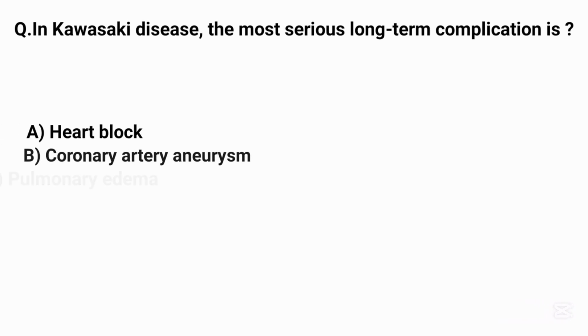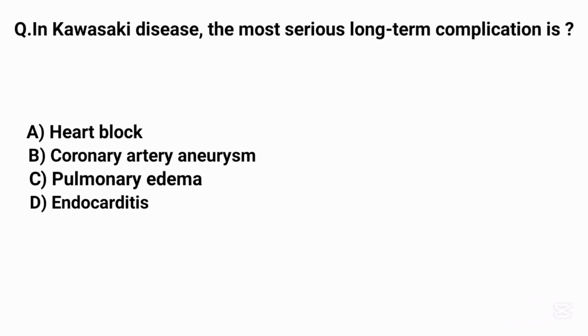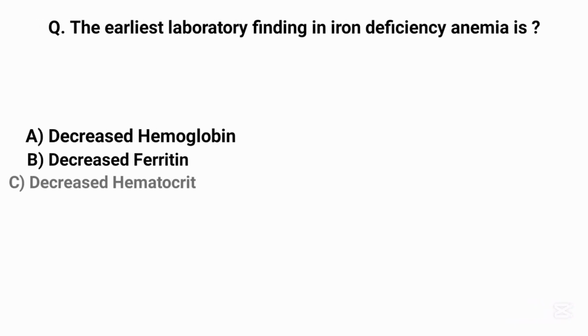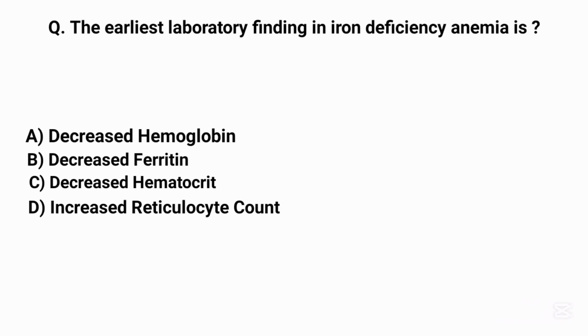In Kawasaki disease, the most serious long-term complication is. Correct answer is option B, coronary artery aneurysm. The earliest laboratory finding in iron deficiency anemia is. Correct answer is option B, decreased ferritin.